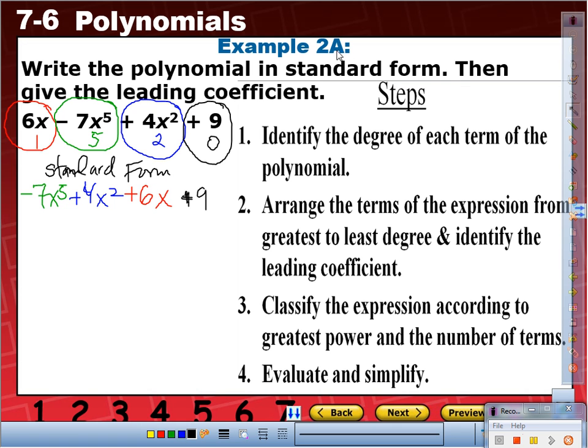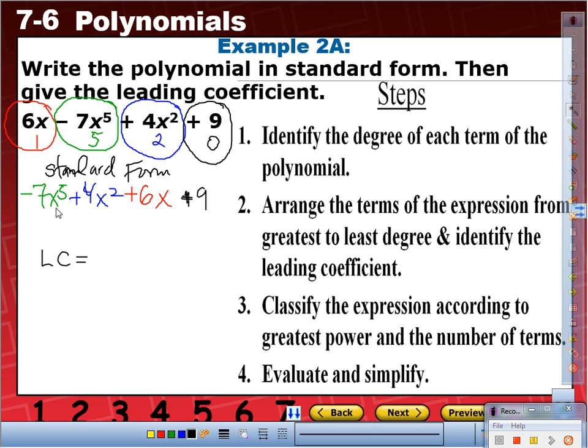And the last piece, they're asking you, first of all, write the polynomial in standard form. Did I do that? Yes. Next, give the leading coefficient. The leading coefficient, I'm going to write LC. First of all, what is a coefficient? A coefficient is a number that multiplies a variable. So check this out. What number is multiplying this variable? The 6, that's a coefficient. What number is multiplying the variable here? The 4. What number is multiplying the variable here? Negative 7. Those are coefficients.